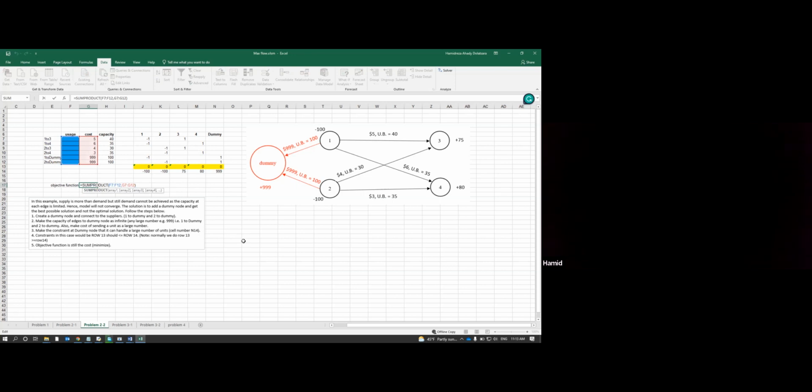So in this case, I'm adding two links. If you look at the decision variables, I have 1 to dummy and 2 to dummy. These are the products that I couldn't deliver to number 3 and 4. They have a cost of $9.99, just to make them very expensive. So the remaining is the same.